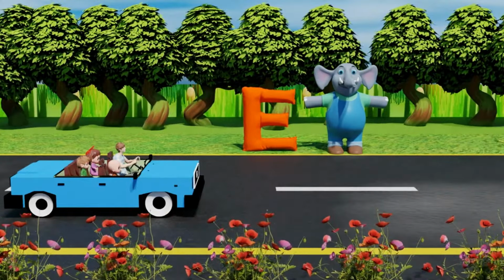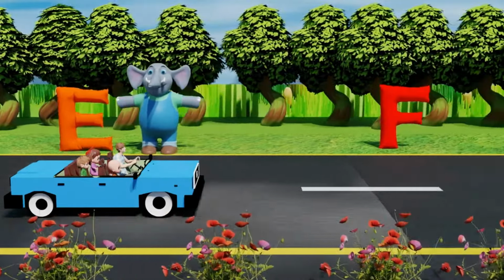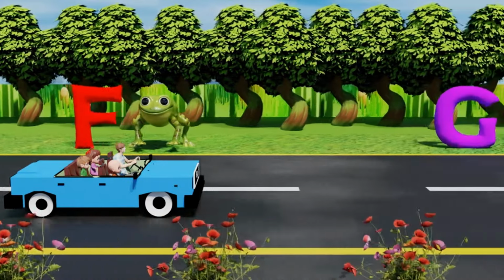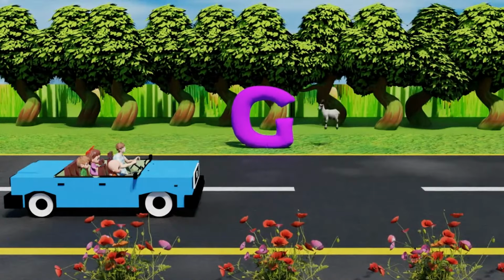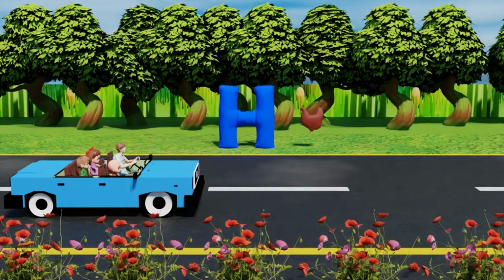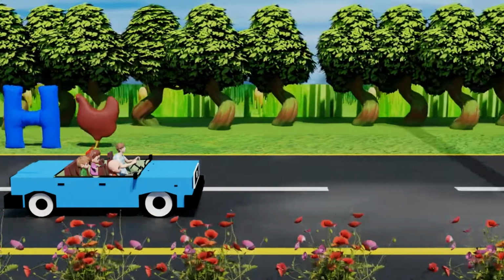E is for elephant, elephant. F is for frog, frog. G is for goat, goat. H is for hand, hand.